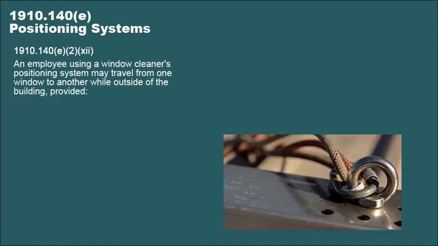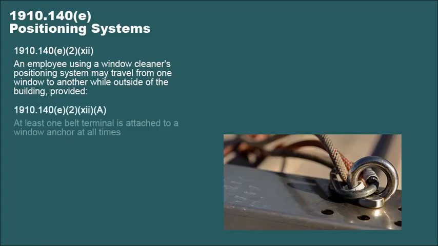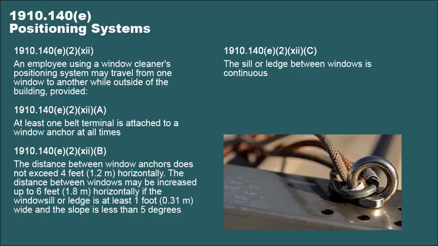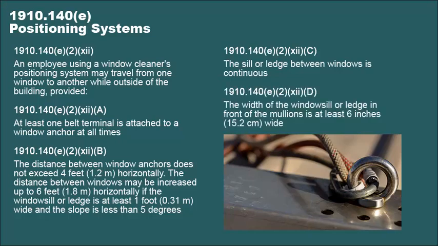Employees using a window cleaner's positioning system may travel from one window to another while outside the building, provided the following. One belt terminal should be attached to a window anchor at all times. The distance between the window anchors does not exceed 4 feet horizontally. If the ledge is at least 1 foot wide and the slope is less than 5 degrees, the distance between the windows may increase up to 6 feet horizontally. The sill or ledge between the windows is continuous, and the width of the windowsill or ledge in front of the mullions is at least 6 inches.